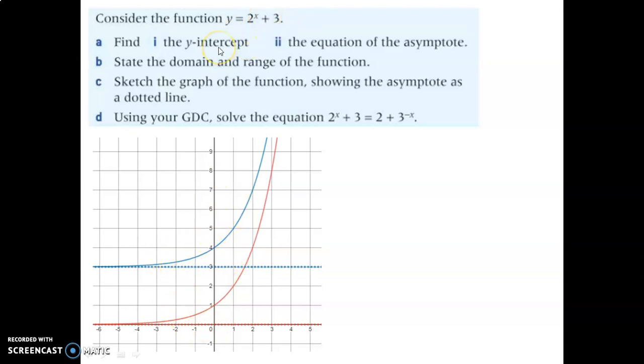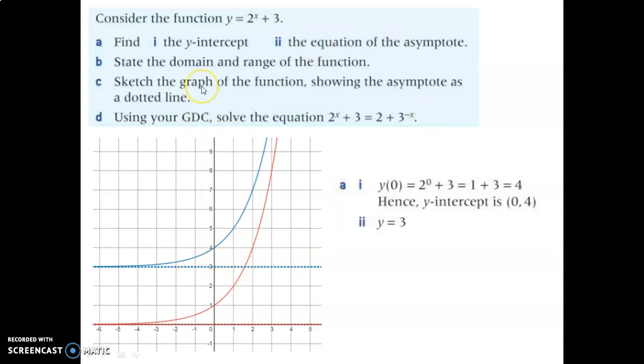Now, what's the y-intercept? Well, anytime you want the y-intercept, you make the x value 0, right? To get this y-intercept here, x is 0. So you put 0 into the function, solve it, and you get 4. So the y-intercept must be (0, 4), and that makes sense. It matches what we have in our graph. And the equation of the asymptote, well, y equals 3.